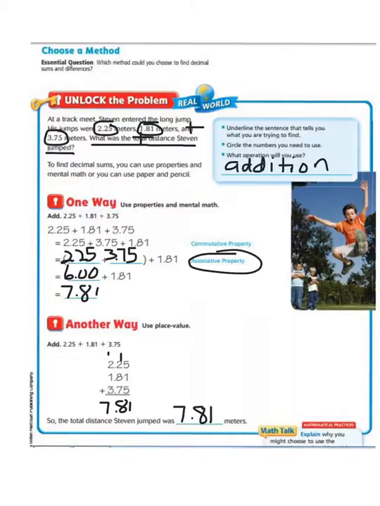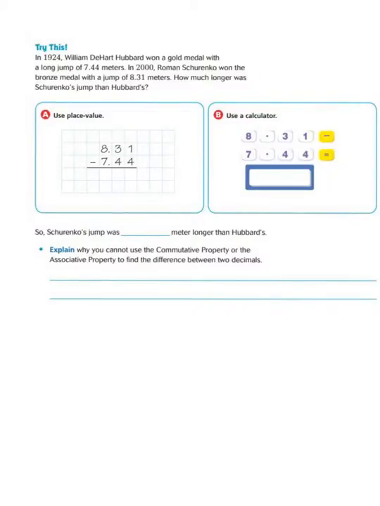All right, let's try it. In 1924, William D. Hart Hubbard won a gold medal with a long jump of 7 and 4400ths meters. In 2000, Roman Shurenko won the bronze medal with a jump of 8 and 3100ths meters. How much longer was Shurenko's jump from Hubbard's?